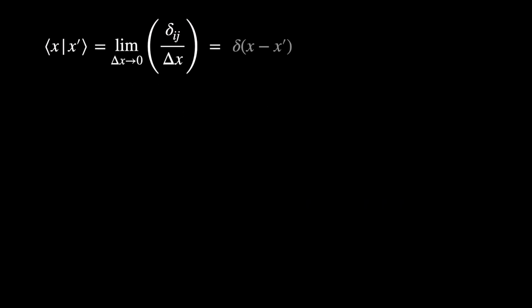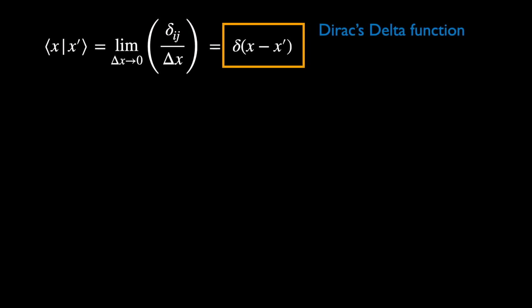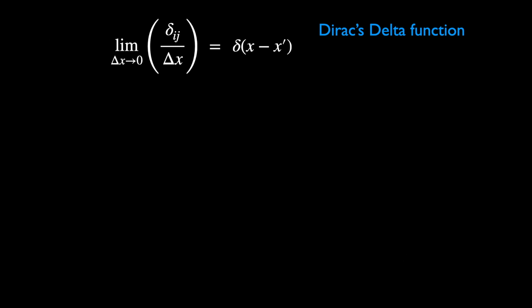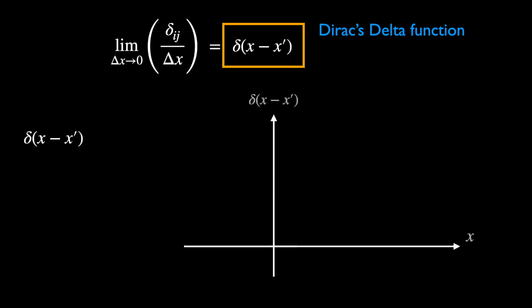We claim that this is the famous Dirac's delta function, invented by Paul Dirac, who was one of the founding fathers of quantum mechanics, and who also invented the bra and ket formalism. We can think of Dirac's delta function as the generalization of the Kronecker's delta to continuous variables. This function is defined with the following properties.